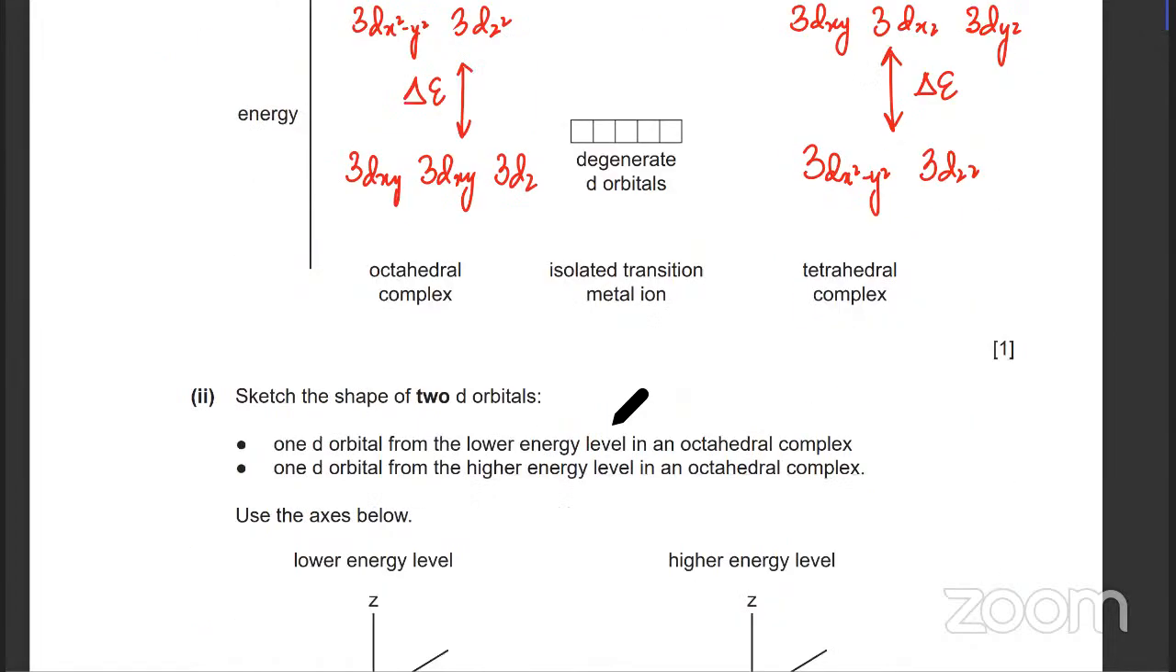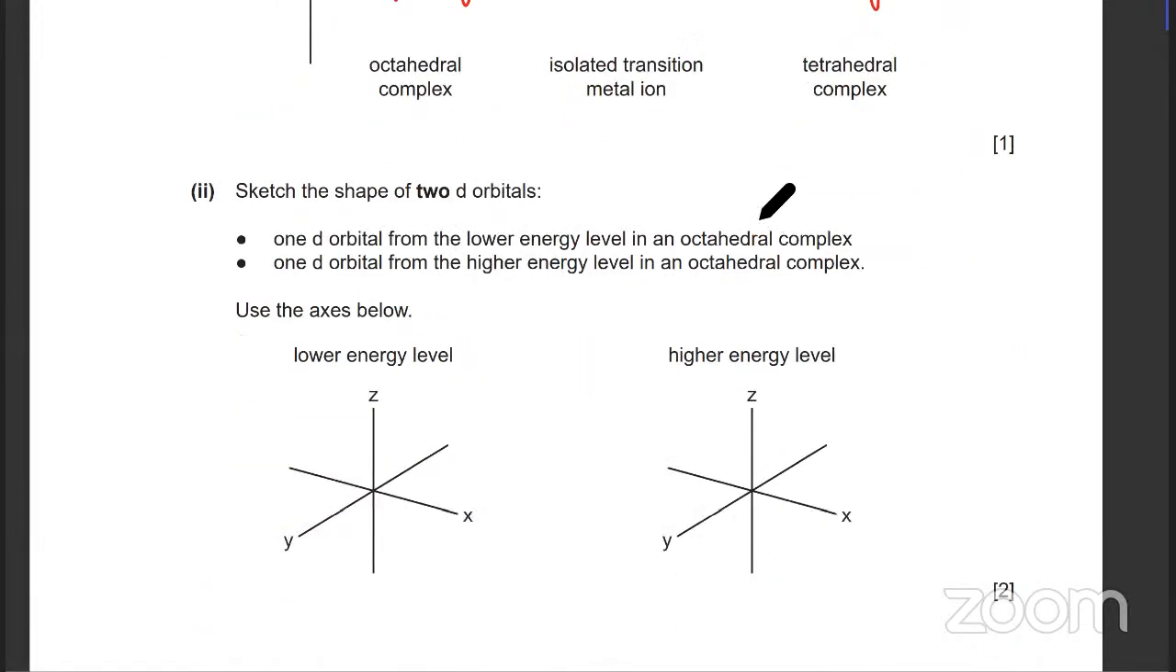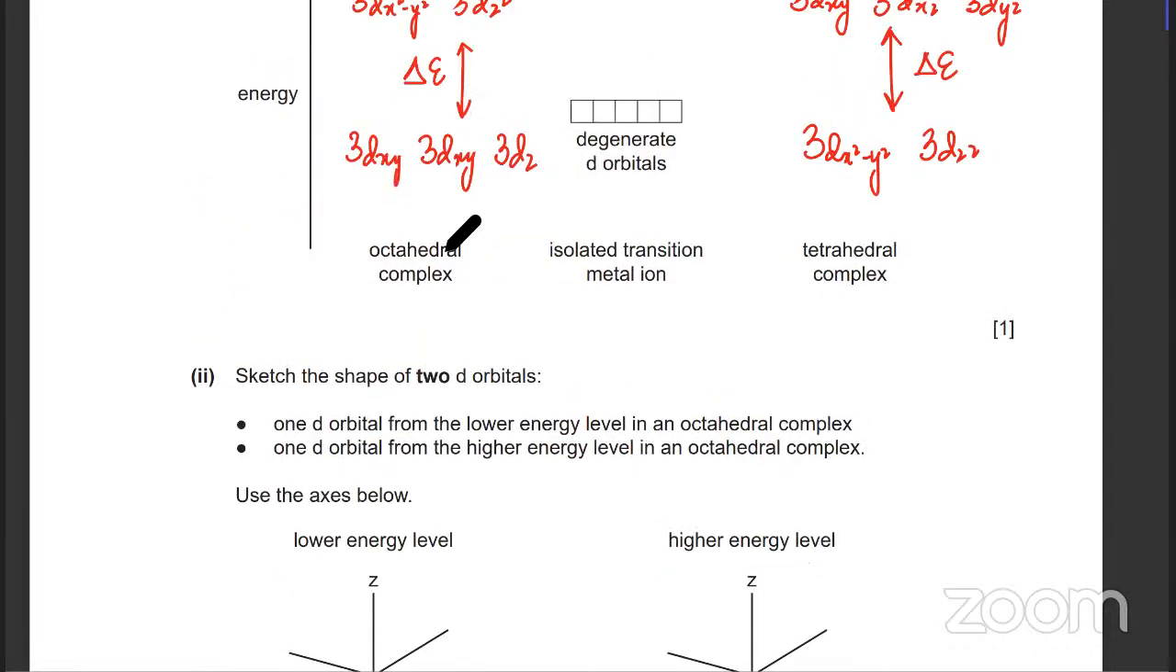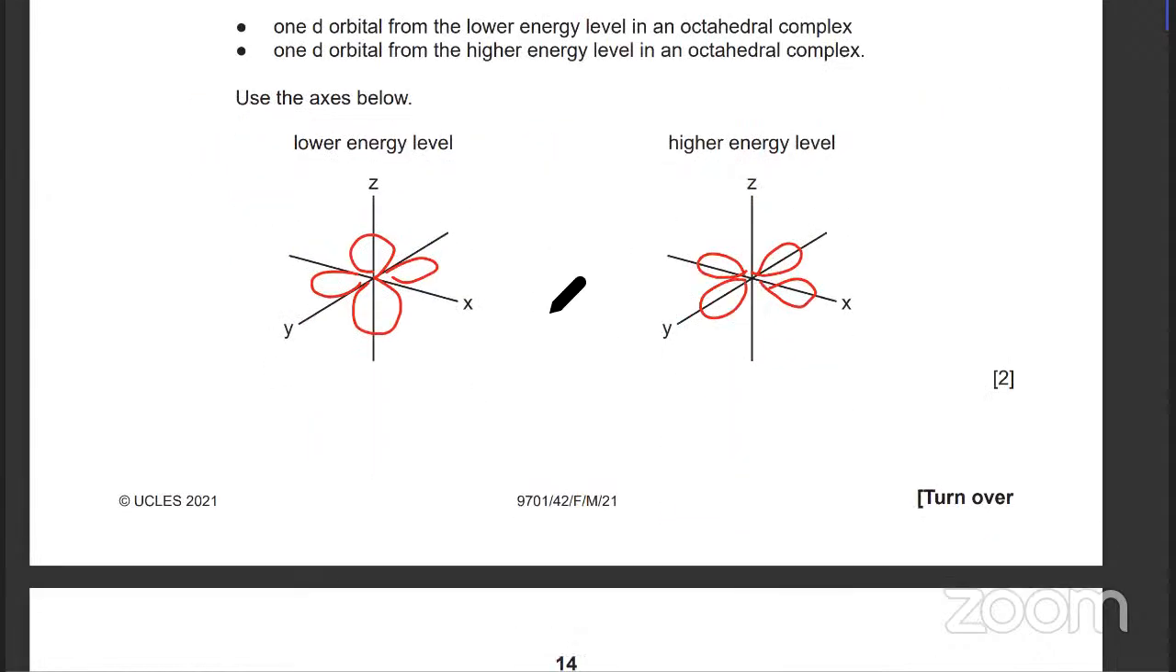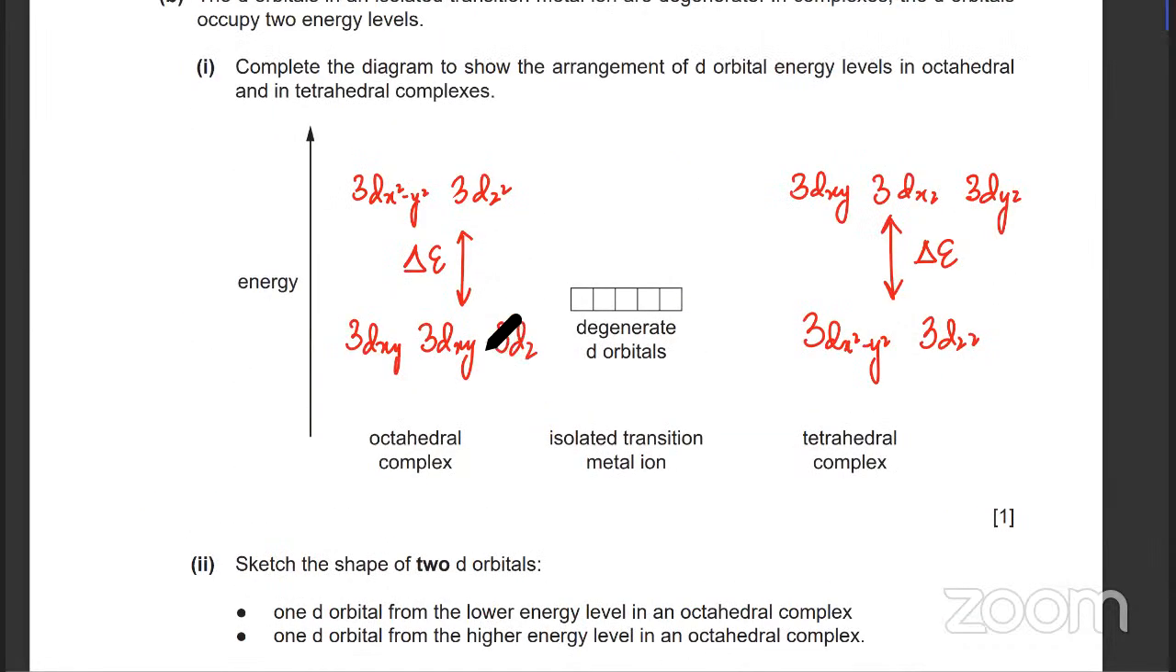So sketch 2 types of d orbitals, one d orbital from a lower energy level in an octahedral complex, and one in the higher energy level. So lower would be 3dxy, where the electron density would be between the x and y axis. So that is how it's going to look, 3dxy. And one at a higher energy level would be on the axis. So it would be 3dx square minus y square, where the electron density would be residing right on the axis. So you've sketched the 2 types of orbitals, one over here and one over here.